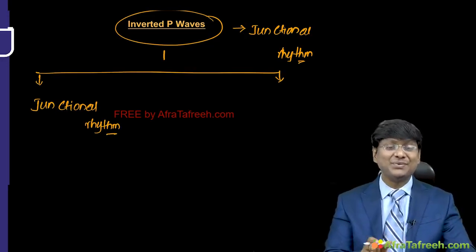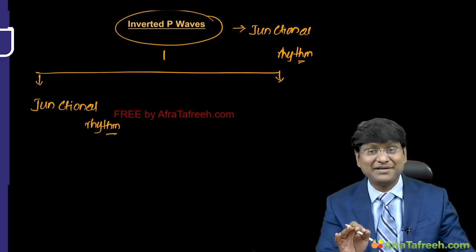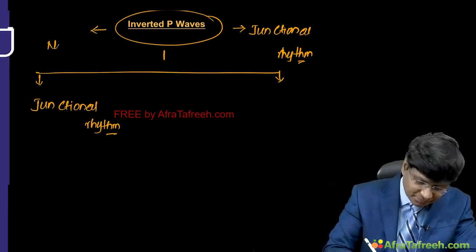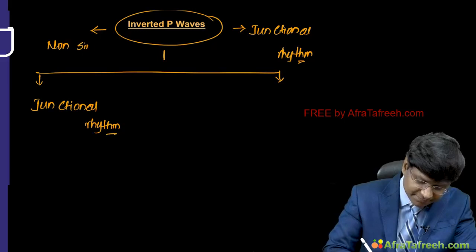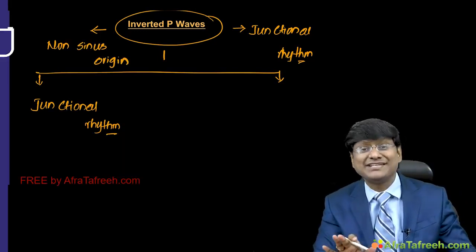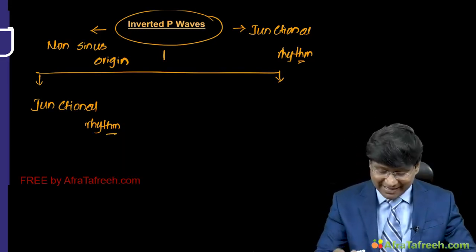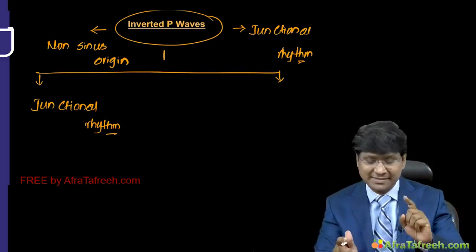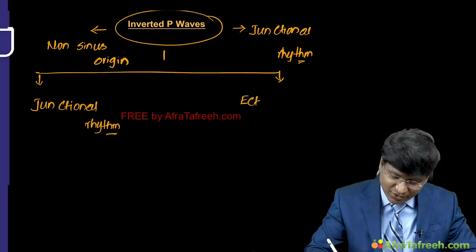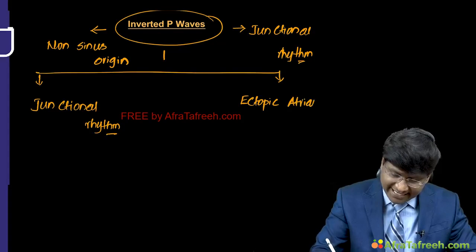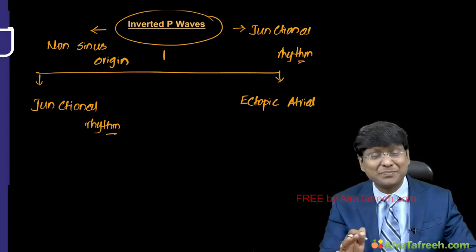And the second scenario where you come across the inverted P wave is, in both of these scenarios, it is non-sinus origin of the P wave. One is in case of junctional rhythm and the other one is in case of ectopic atrial rhythm, right? Ectopic atrial rhythm.